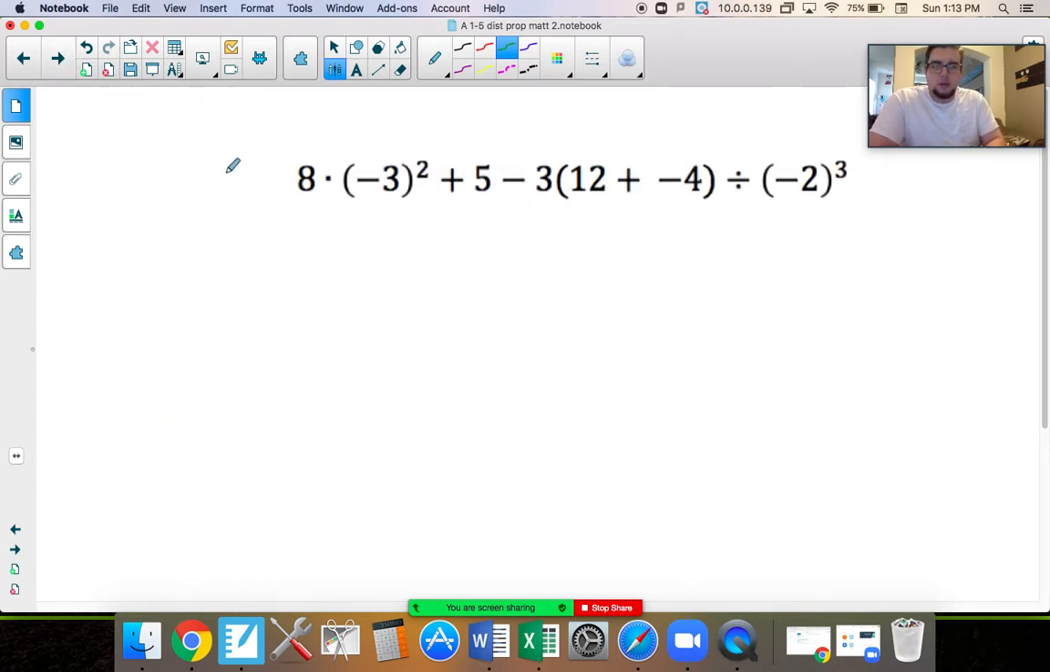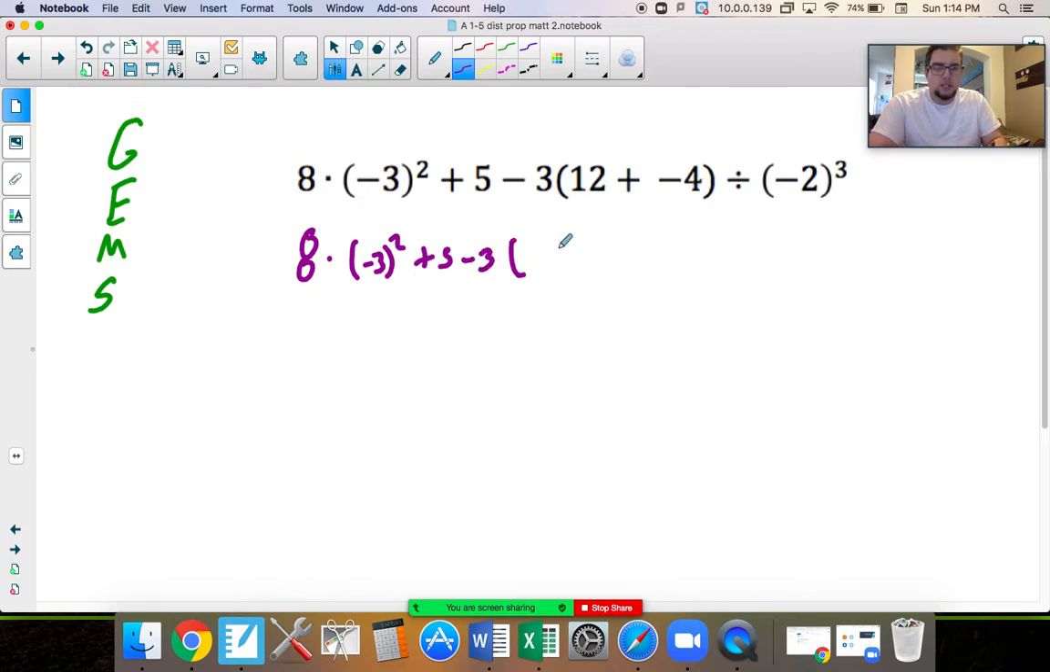Throw some exponents in there for us. So again, we have gems we have to refer back to. Starting with our grouping symbols. So even though this negative 3 is in parentheses, that's just telling us that it's a negative. So we're going to keep the exponents for a second. Move on to the 12 plus the negative 4. So we have 8 times negative 3 squared plus 5 minus 3. 12 plus negative 4 gives us 8. And then we have divide by negative 2 cubed.